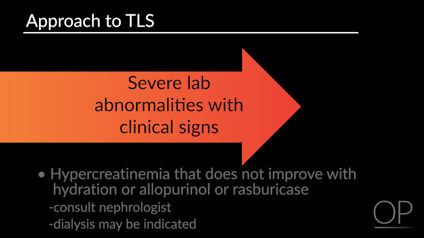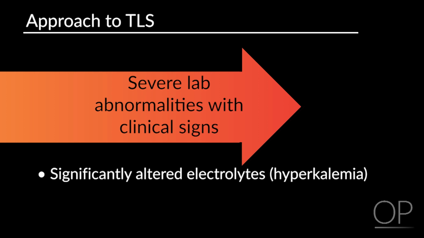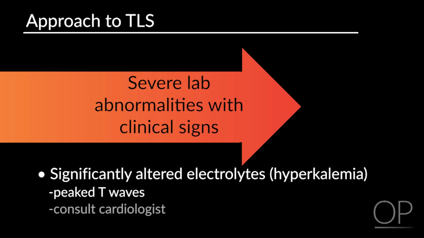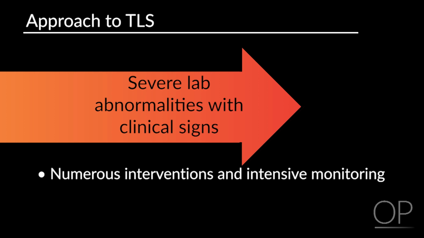And then with respect to electrolyte changes, especially if the potassium is quite elevated and we're having difficulty managing that, and especially if we're seeing peaked T waves, then we need to involve our cardiologist. Finally, if we're needing a number of interventions that require a lot of nursing care and close monitoring, it may make more sense to involve our intensive care unit colleagues.